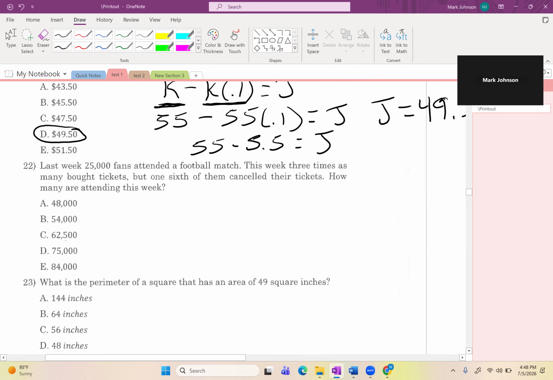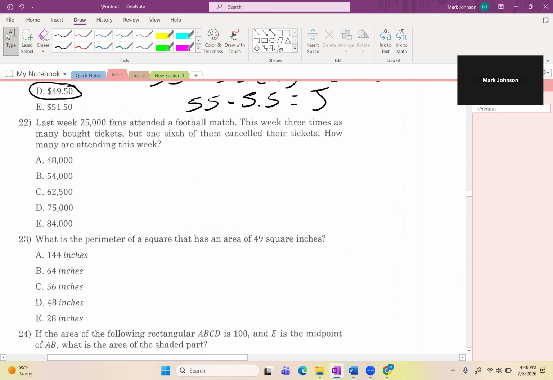Number 22. Last week, 25,000 fans attended a football match. This week, 3 times as many bought tickets, but 1/6 of them canceled their ticket. How many are attending this week? Okay, so we'll do this one step at a time. We're going to start out with 25,000.